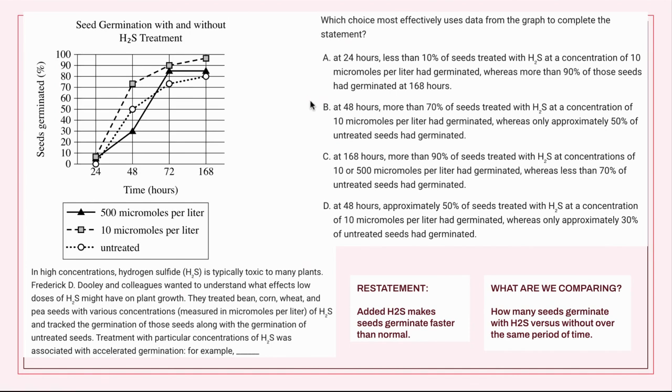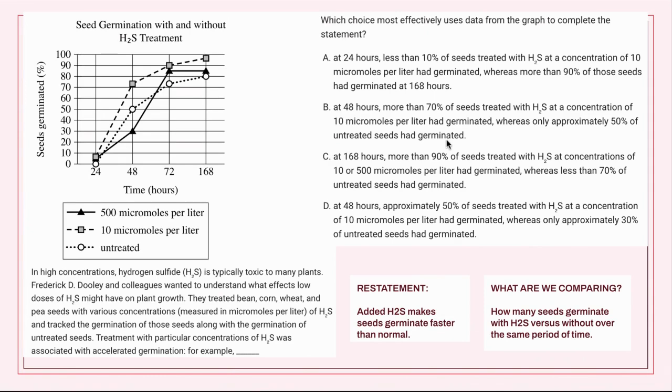B, at 48 hours, more than 70% of the seeds treated with H2S at a concentration of 10 micromoles per liter had germinated, whereas only 50% of the untreated seeds had germinated.